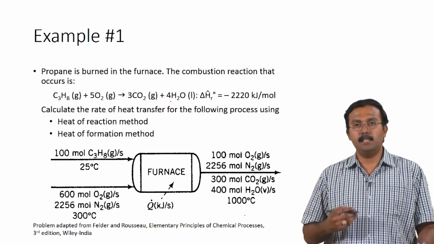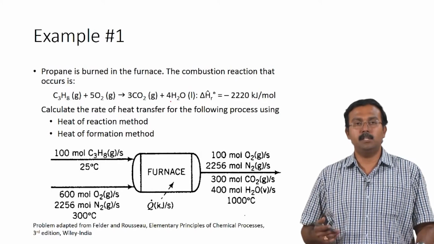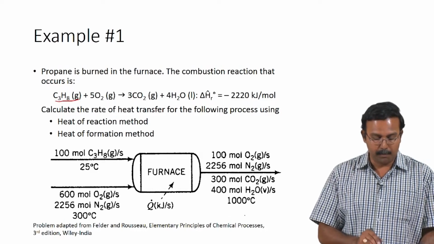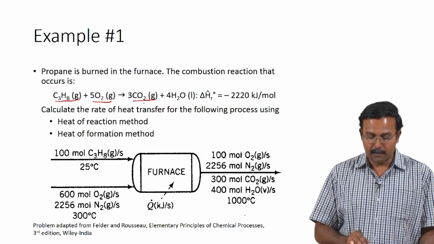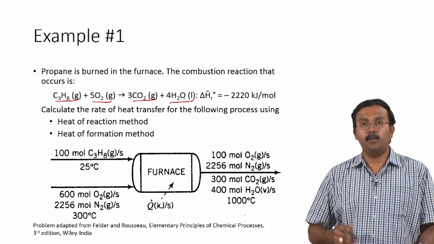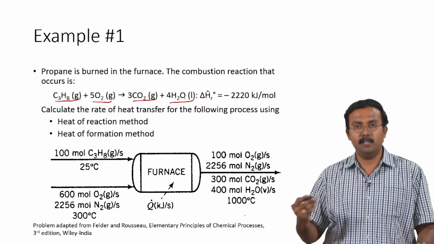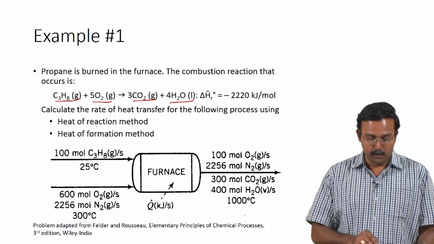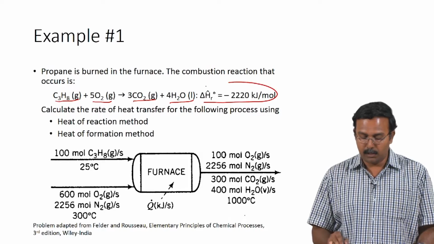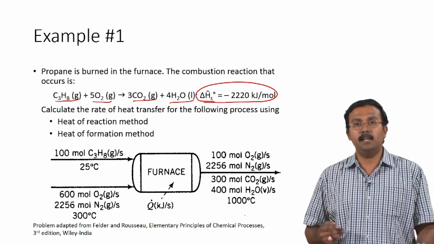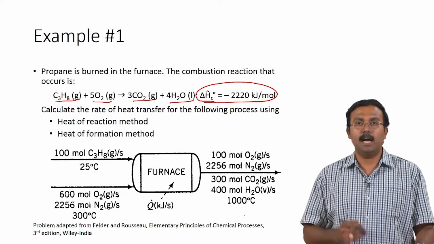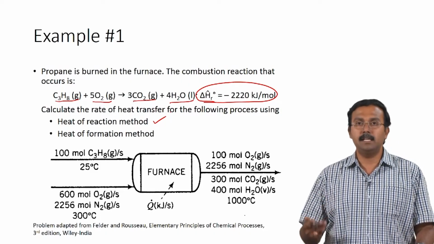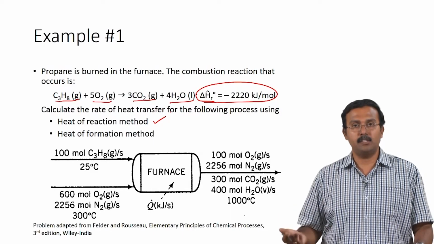The first method is the heat of reaction method, where you use the reference states which are there in the reaction. So, you use propane gas, oxygen gas, carbon dioxide gas and water liquid at 25 degrees Celsius, which is where the standard heat of reaction would be calculated. If you use this as the reference state, you can use the heat of reaction which has been given to you in the problem directly while you are calculating the total change in enthalpy. So, that would be the heat of reaction method. This method is preferred when you have a single reaction where the heat of reaction is known.